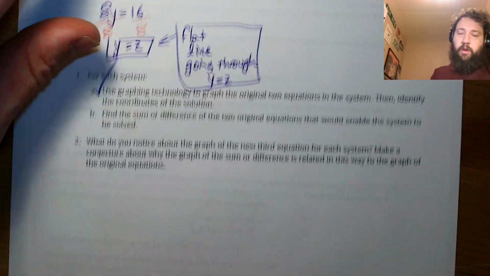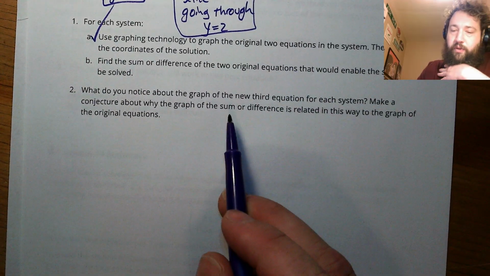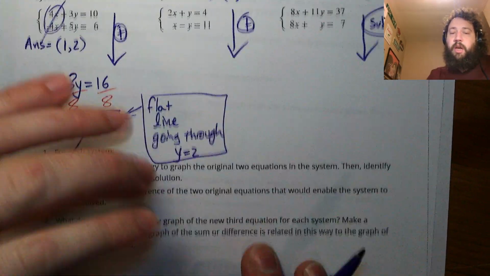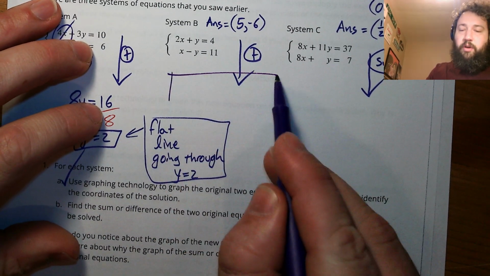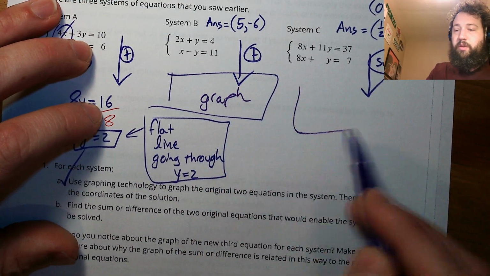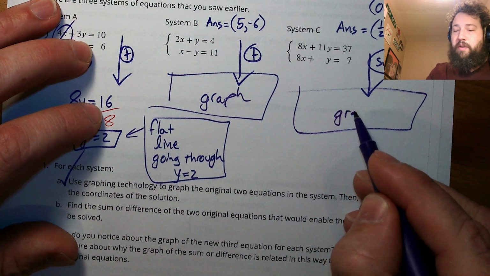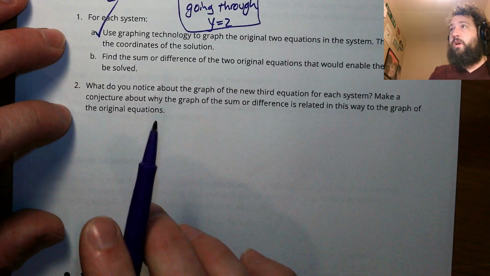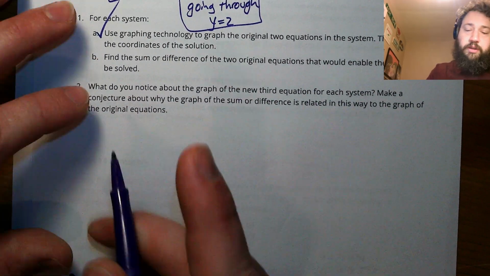Okay. What do you notice about the graph of the new third equation for each system? So you're going to have to do the work here, find me my third equation, and go and graph it. I'm going to have a sneaking suspicion that all of those are going to go through the points.